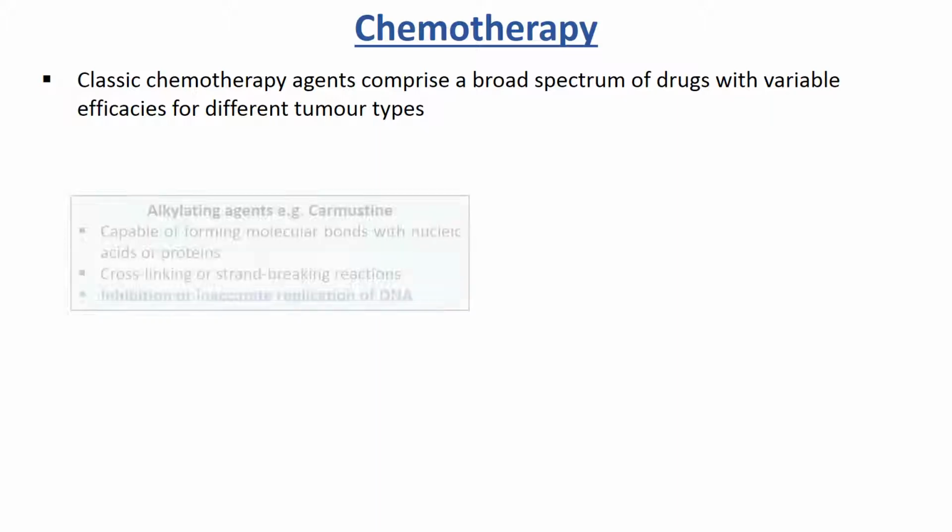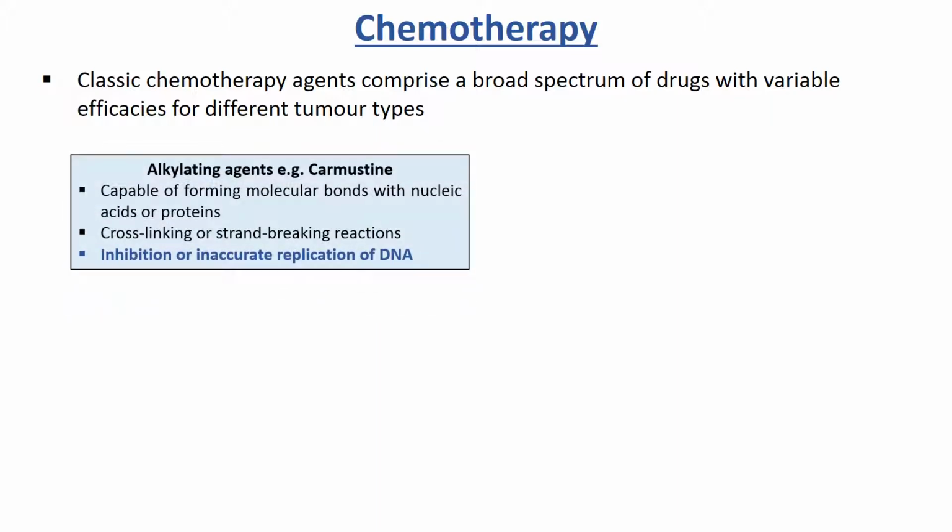In terms of the agents that directly target DNA, alkylating agents such as carmustine are capable of forming molecular bonds with nucleic acids or proteins, resulting in cross-linking or strand-breaking reactions. This results in inhibition or inaccurate replication of DNA, leading to cellular stress and apoptosis.